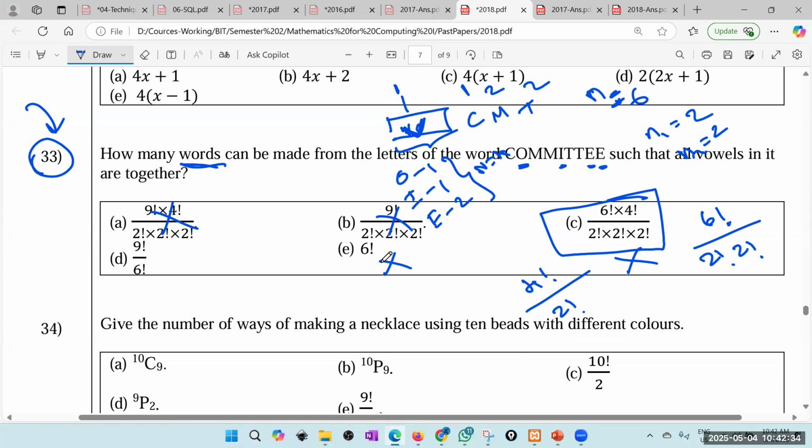Yes. So can you explain the answer again? So we took all the vowels as one block. Is it clear? Because the vowels must stay together. Then we have one C letter, two M letters, two T letters. So altogether we have 6 letters, taking this block. Now it is a non-distinct permutation question.